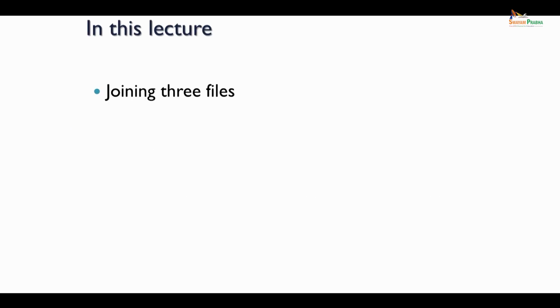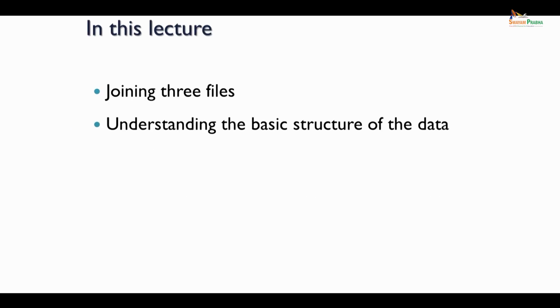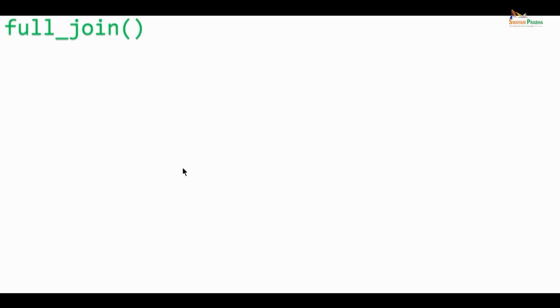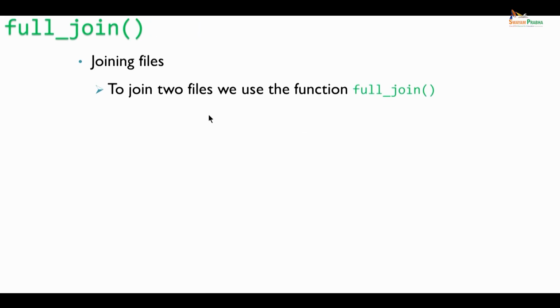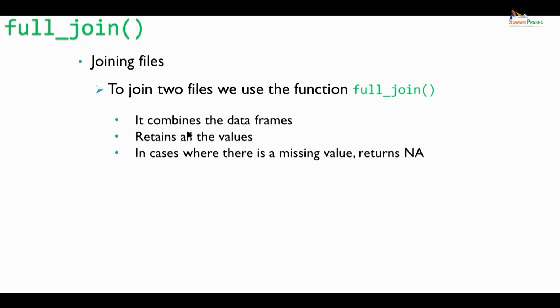So, in this lecture, we are going to join 3 files. We are going to understand the basic structure of the data, followed by the data cleaning part. So, first we will start with joining the files. To join 2 files together, we use the function called full join. What full join does is, it combines the data frames, it will retain all the values. If in case there are missing values, it will retain them as NA.